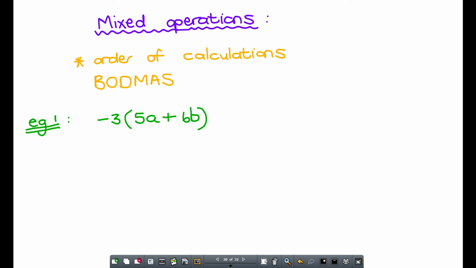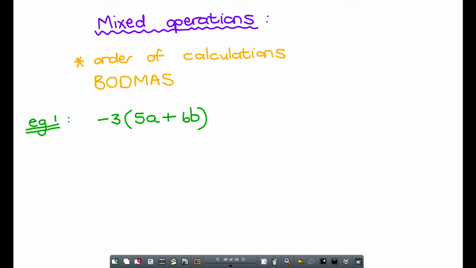Okay, now according to BODMAS, brackets must be done first. But can I simplify inside that bracket? No. Why not? Because those two terms are not like terms. The one has got an A and the other one has got a B. So I couldn't simplify inside the bracket. But how could I get rid of that bracket? Do you remember last year that this minus 3, not just the 3, but the minus and the 3, written right in front of that bracket, actually means that it must be multiplied with everything inside the bracket.